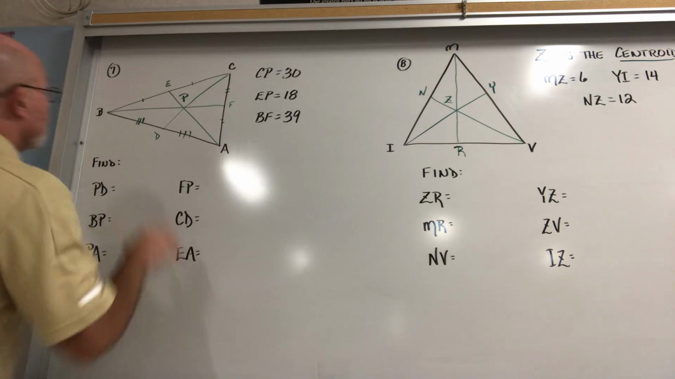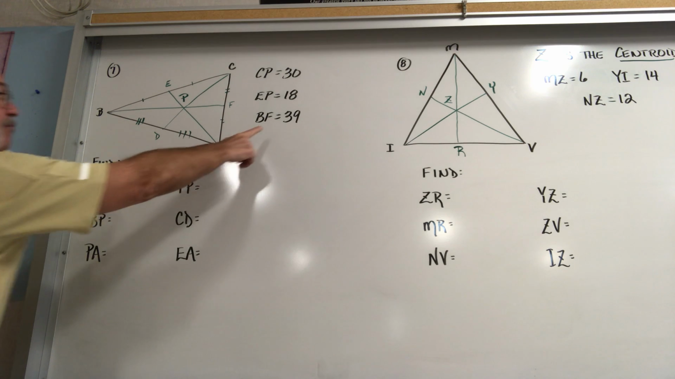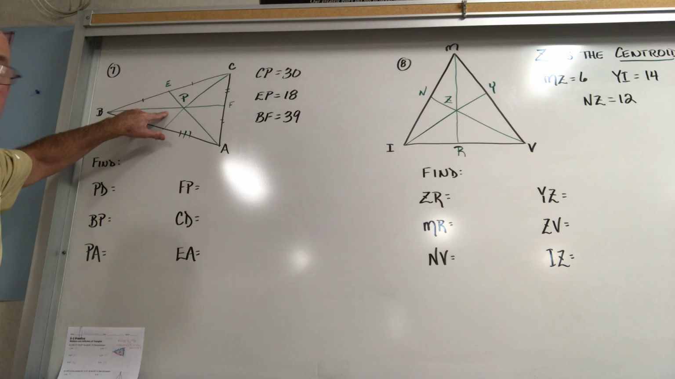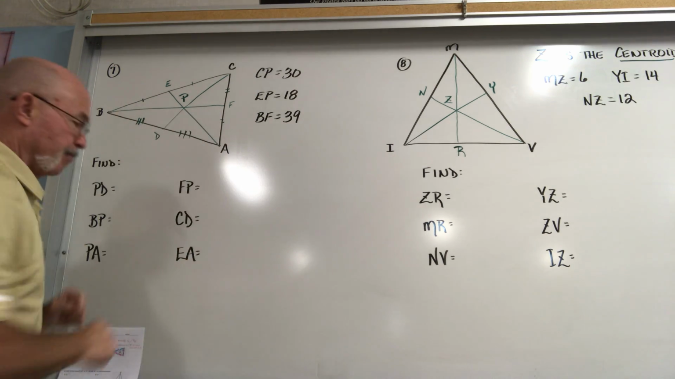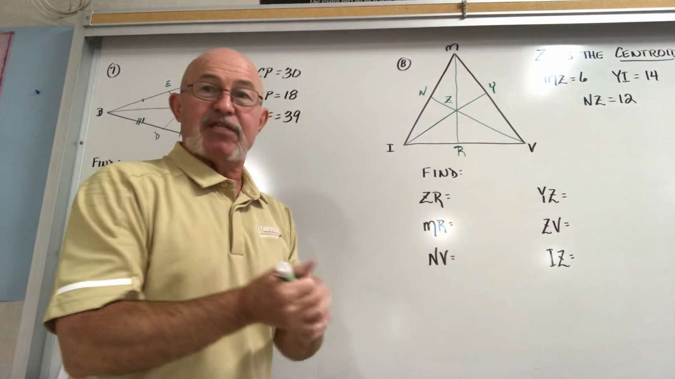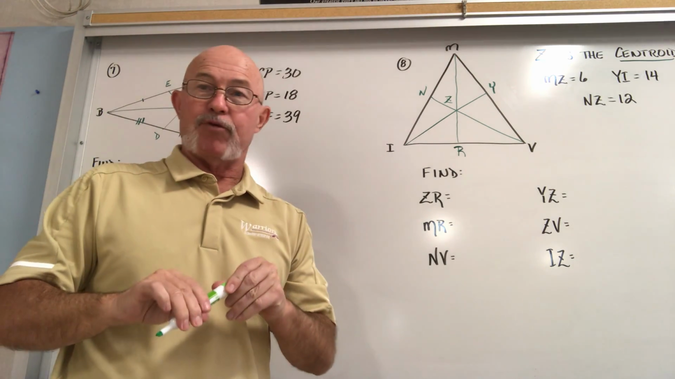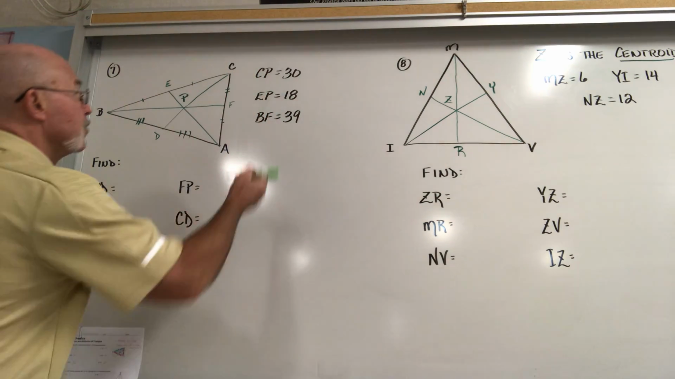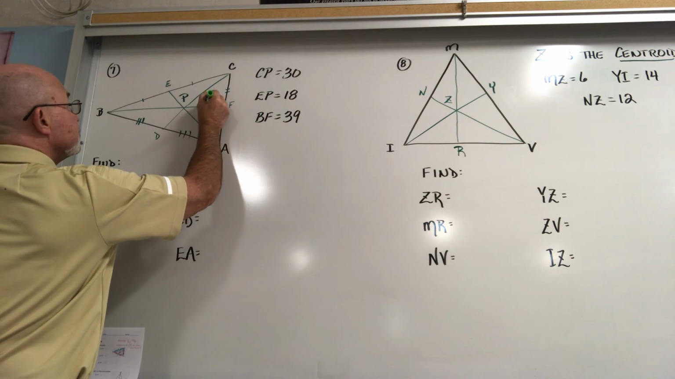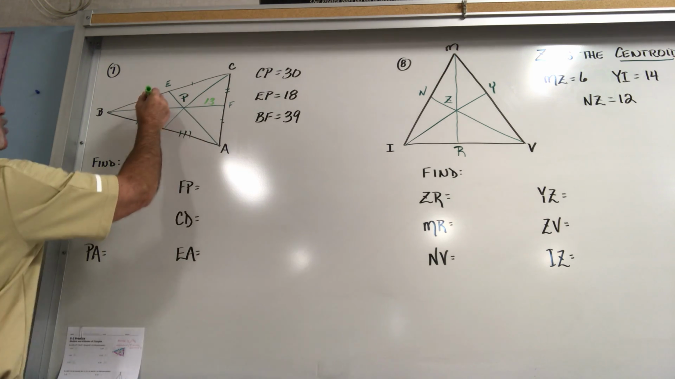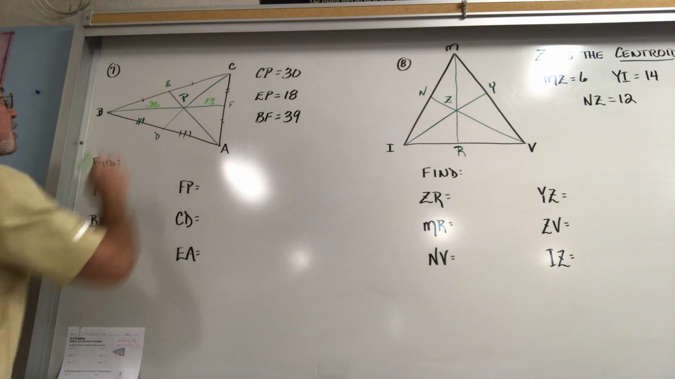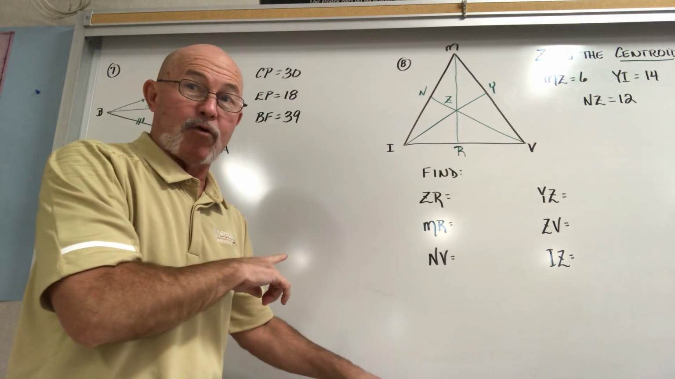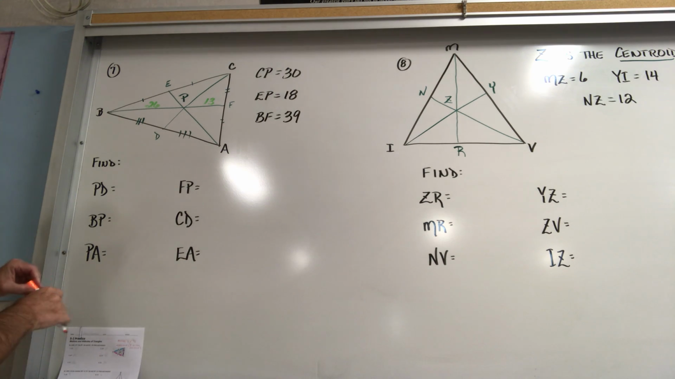Watch. If I look at BF, I know it's 39. This is 2/3, this is 1/3. You can easily divide 39 by 3, which will allow you to figure out what each length is. So, 13 and 26. I'm going to work these through here before I even start answering questions, because it'll make life easier.